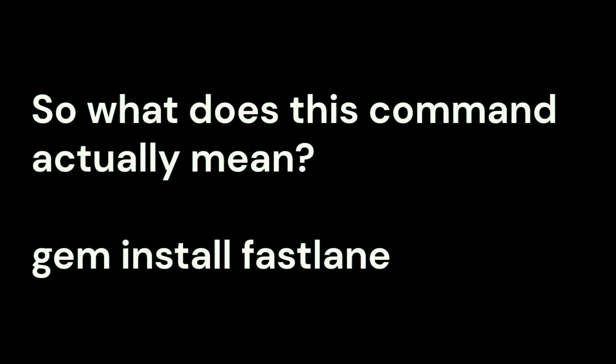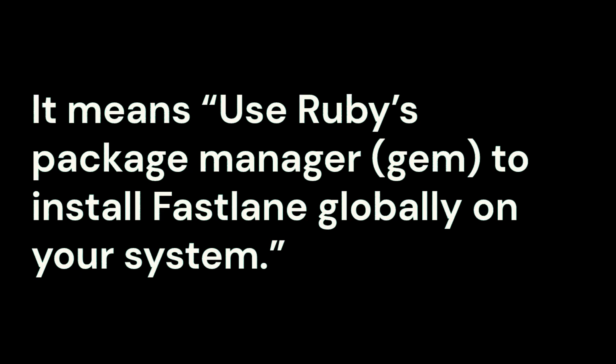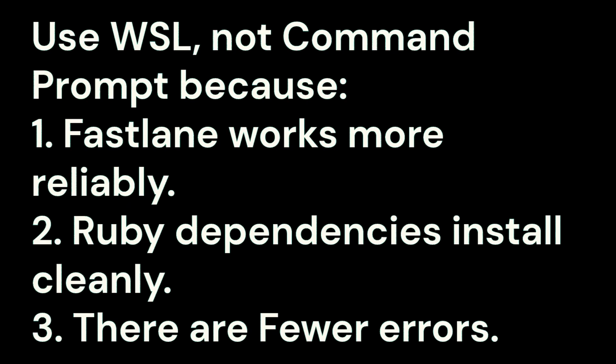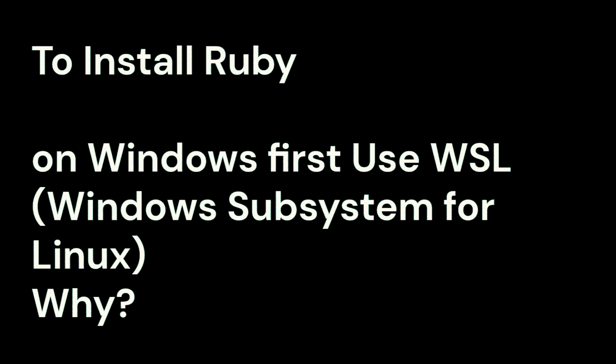So what does this command actually mean? Gem install Fastlane. It means use Ruby's package manager, gem, to install Fastlane globally on your system. If you're on Windows, I strongly recommend to use WSL, not command prompt, because 1. Fastlane works more reliably. 2. Ruby dependencies install cleanly. 3. There are fewer errors.